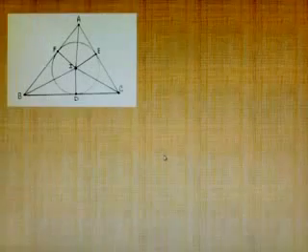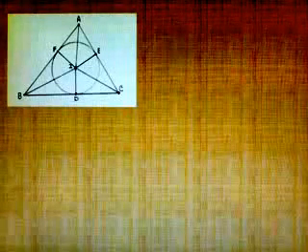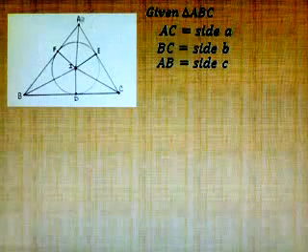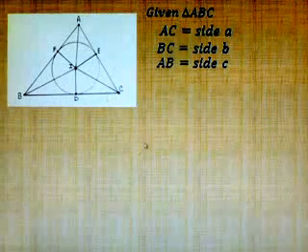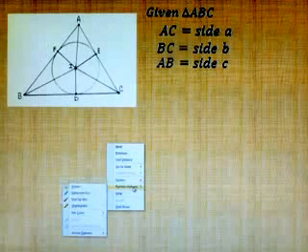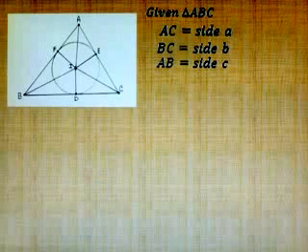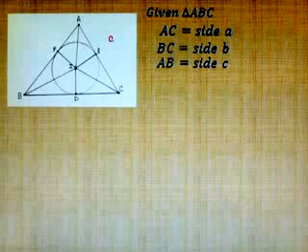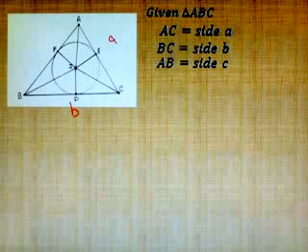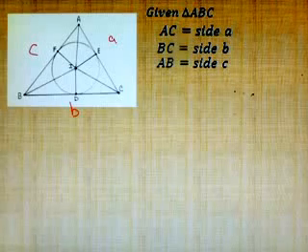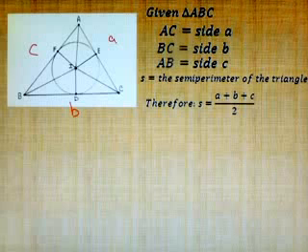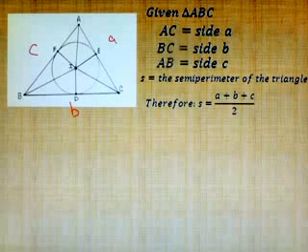So this is what we constructed. So let's define a few terms. First of all, given this triangle ABC, we're going to define line segment AC as side A, line segment BC as side B, and line segment CB as side C. And to find the semi-perimeter, you would just need to add side A plus side B plus side C.